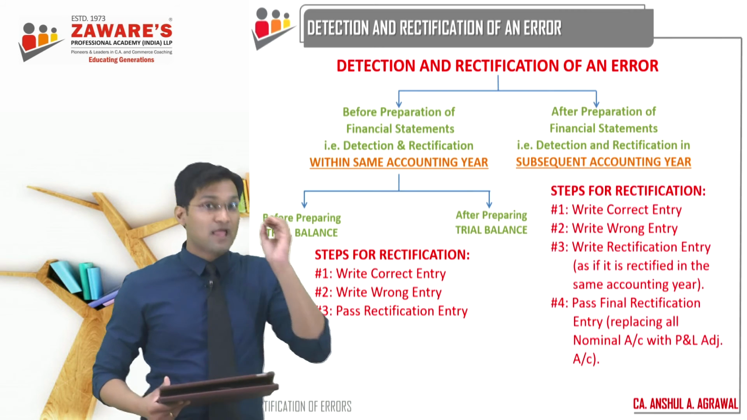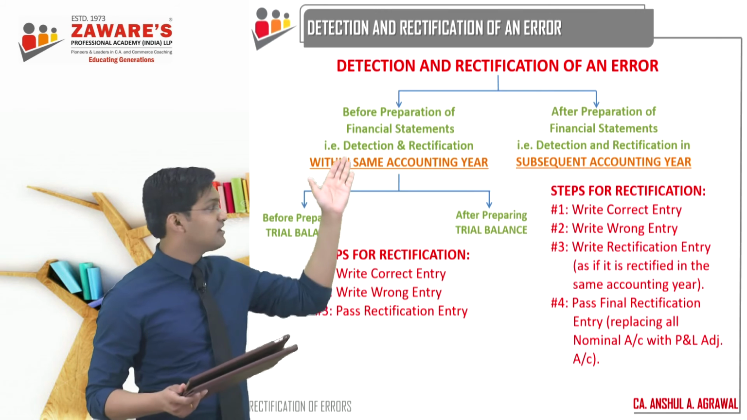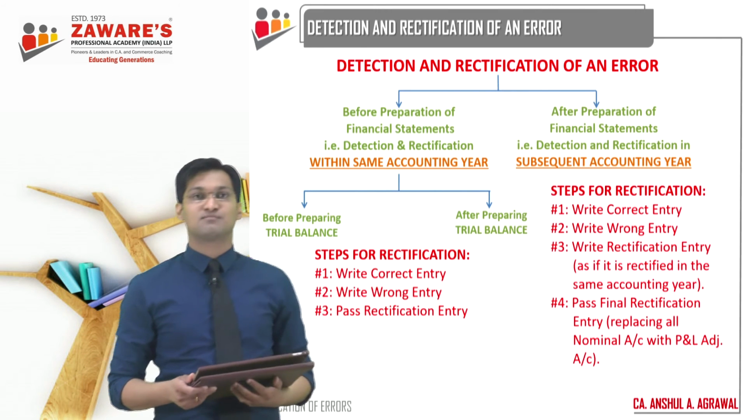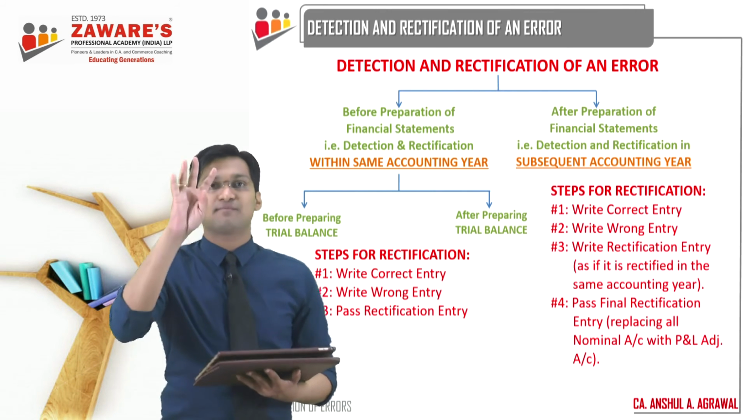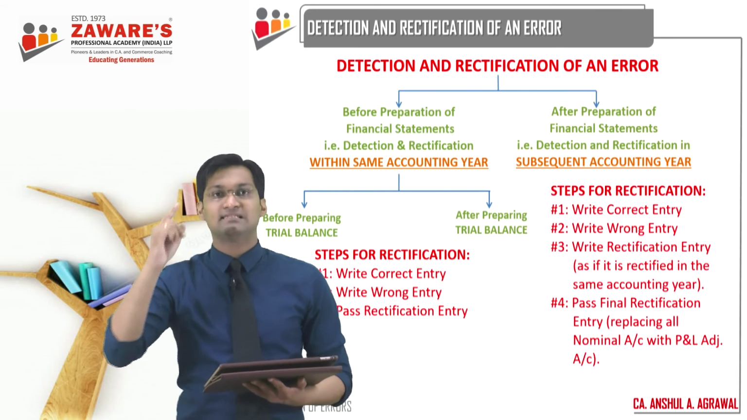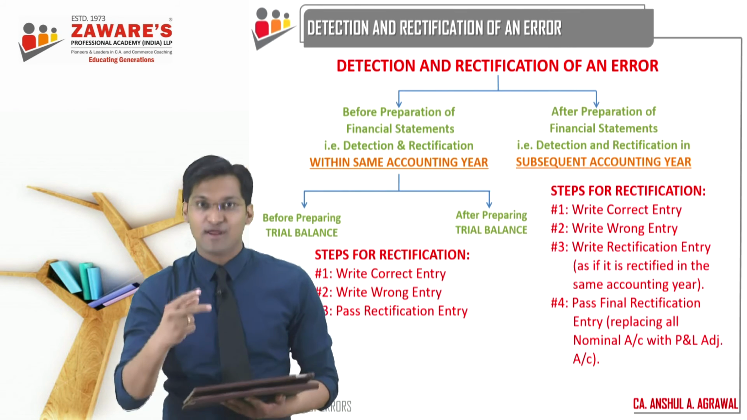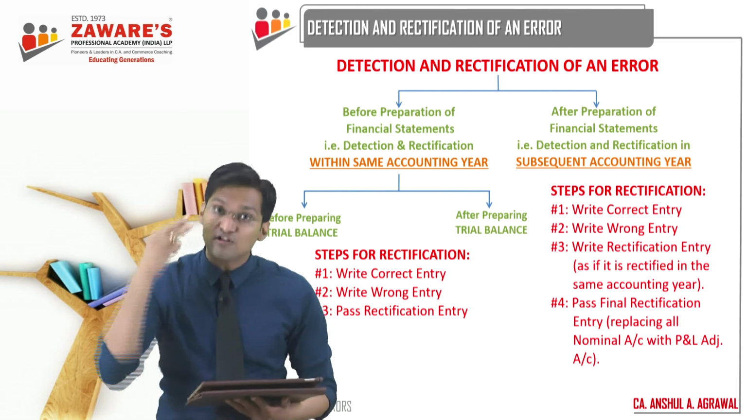Correct? If the error is detected and rectified in the subsequent financial year, you have to follow the other procedures. There are total 4 steps. Step number 1 is same. You have to write the correct entry. Step number 2 is also same. You have to write the wrong entry. Step number 3 is also same.